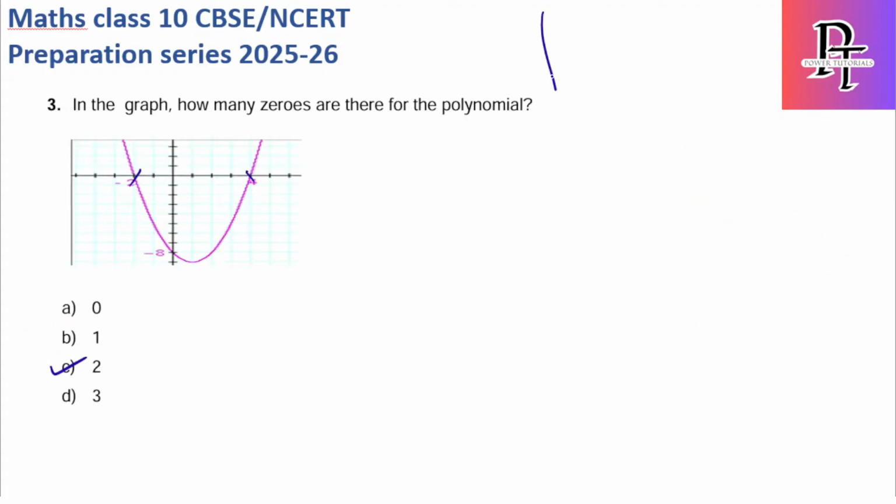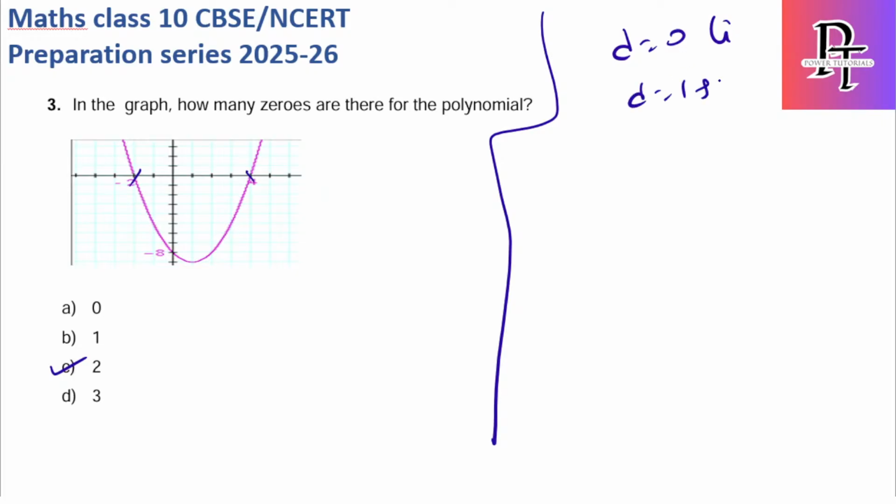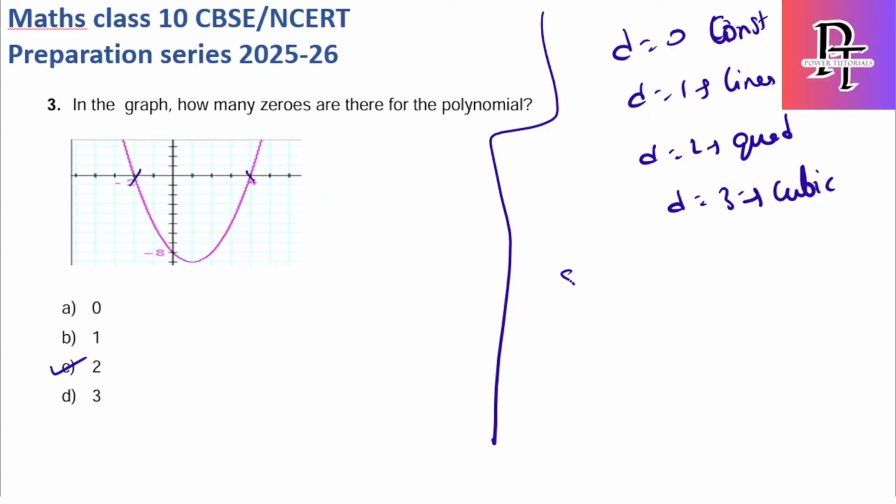So here I'll repeat. The second chapter main concepts are, we have to understand based upon degree. Degree 0 is constant. Degree 1 is linear. Degree 2 is quadratic. And degree 3 is cubic polynomial. Then for a quadratic equation, sum of zeros is minus b by a. Product of zeros is c by a. So based on it we have to find the sum of zeros, product of zeros, and whatever might be the condition, based on it you have to do it.